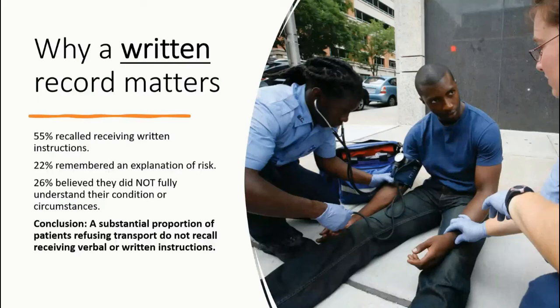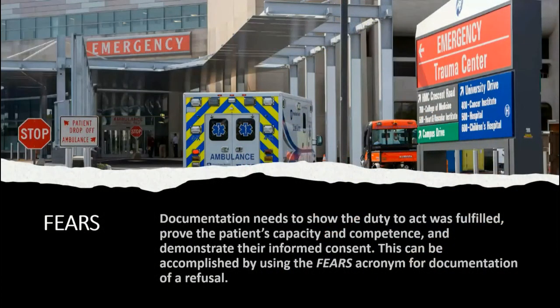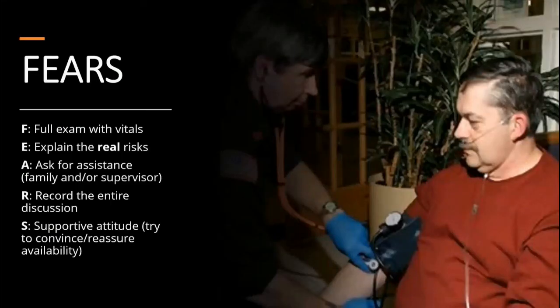So remember, document everything. Show that you fulfilled your duty to act, prove the patient's capacity and competence, and demonstrate their informed consent for the refusal. Use the FEARS mnemonic. Get a full assessment with vitals for every refusal. Explain the real risks and consequences and the limitations of your exam to the patient. Tell them in clear, easy to understand words what the consequences are. If you feel that they need to go, get some assistance. Call a family member, call a supervisor, get the medical command doc on the phone, and document everything that happens.